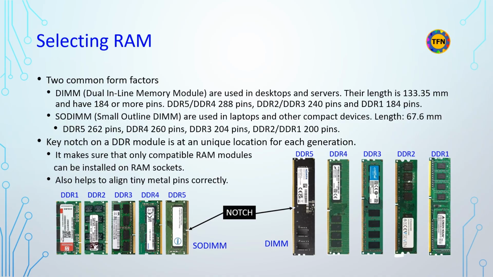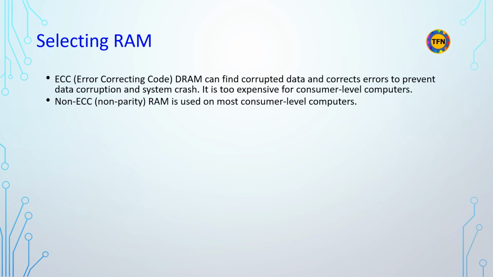pins correctly. ECC or error correcting code RAM automatically detects and corrects errors in data storage, preventing data corruption and system crashes. ECC RAM is used in mission-critical servers, workstations, and systems handling large amounts of data where reliability and uptime are paramount. It is too expensive for consumer-level computers. Consumer-level computers use non-ECC or non-parity RAM, and therefore there is no need to consider ECC RAM for upgrade.